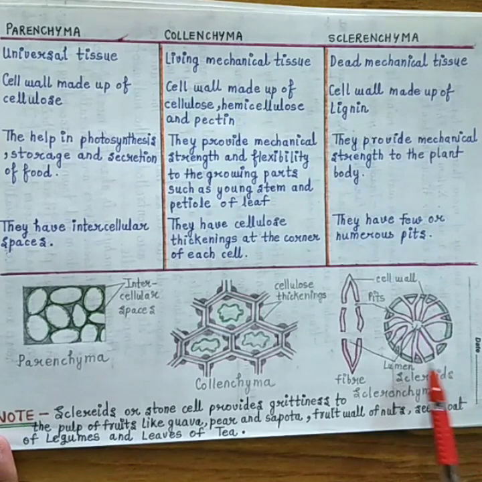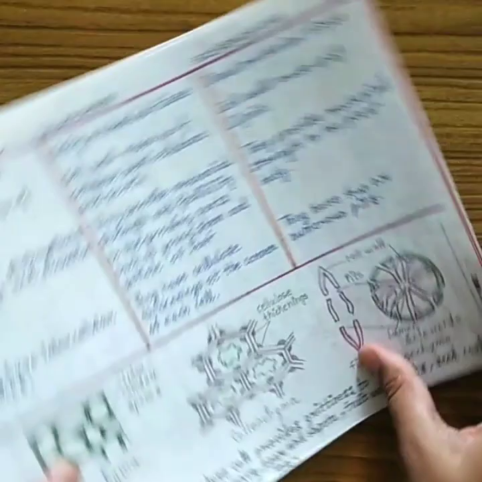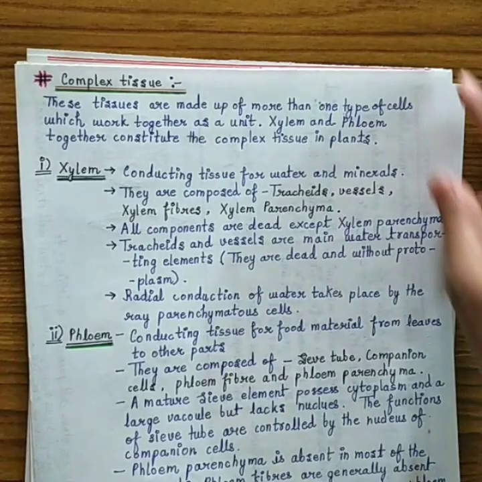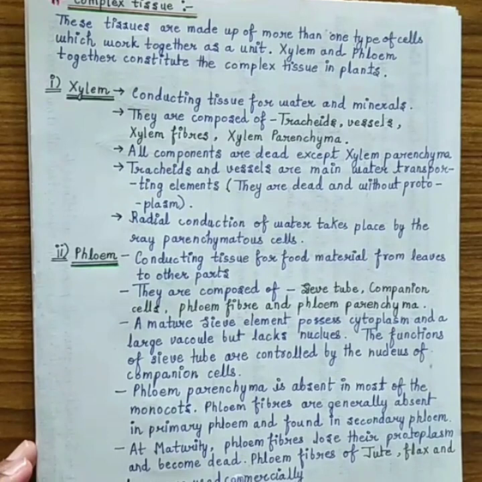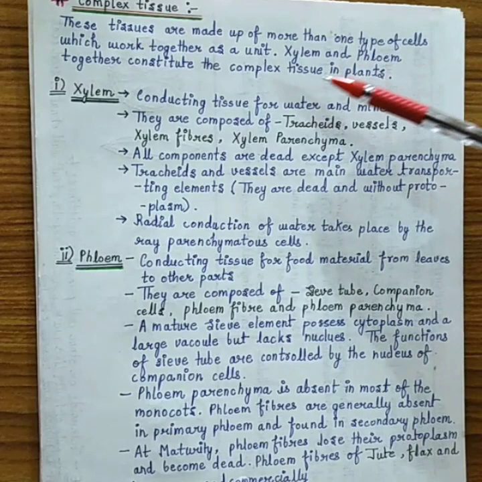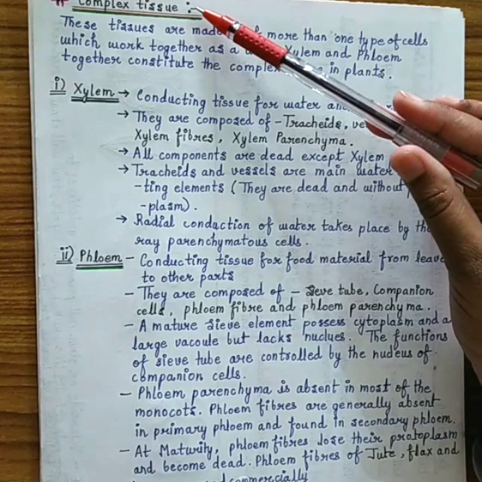Now let's proceed and talk about the other point. Complex tissue. That was all about simple tissue. Now we'll talk about complex tissue. Complex tissues are made up of more than one type of cell. These work together as a unit. This is important: although they are made up of more than one type of cell, they work together as a unit. Xylem and phloem make up the complex tissue.